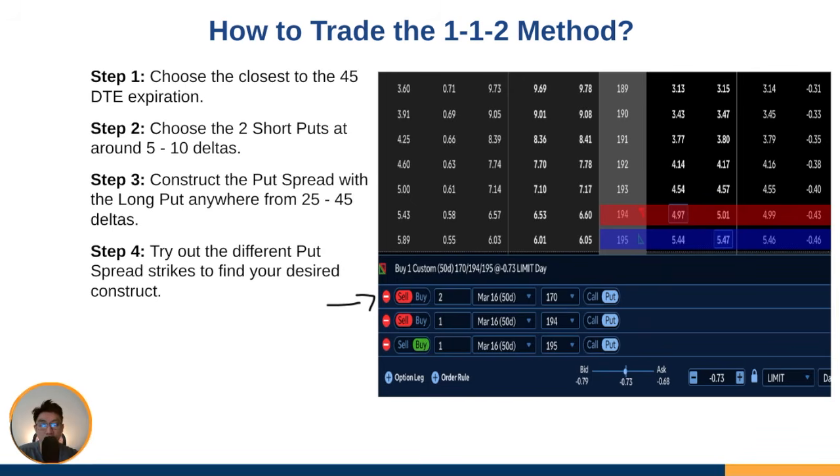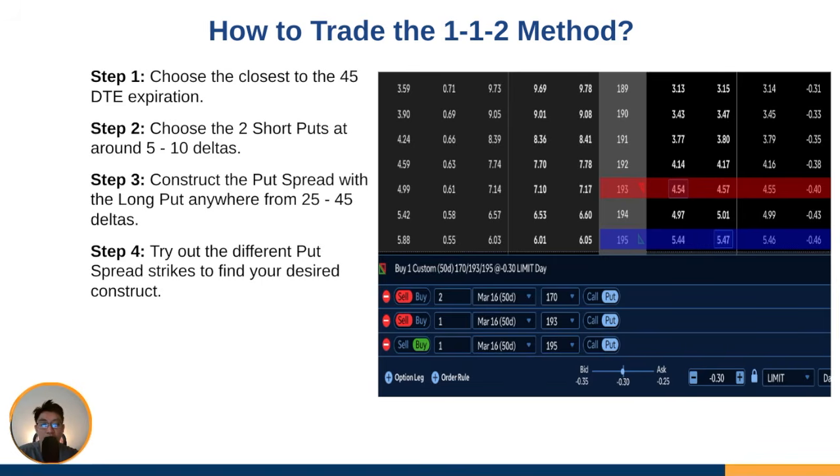So I use the 2 short puts at 170 to finance this put debit spread at 195, 194, and you can see the credit that's received is about 73 cents, or about $73. Now you want to try and shift the strikes a little bit again and see what you can get.